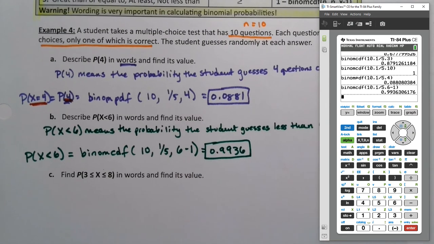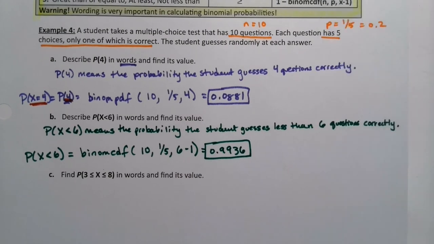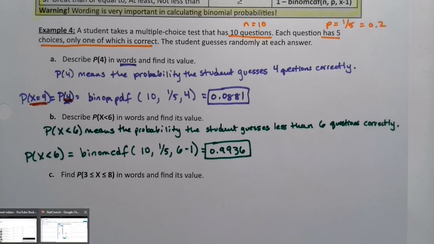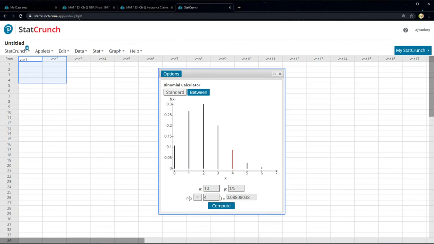So chances are the student is going to get less than 6 correct. That is just the way this is going to work. Now, StatCrunch is, I think, even simpler. When you're in here, we already have the 10 and the 1/5. You just switch to a less than and make it 6. It looks like it looks on the page.